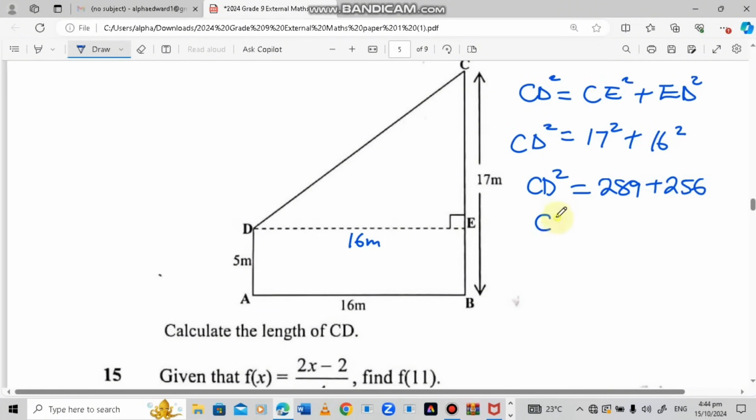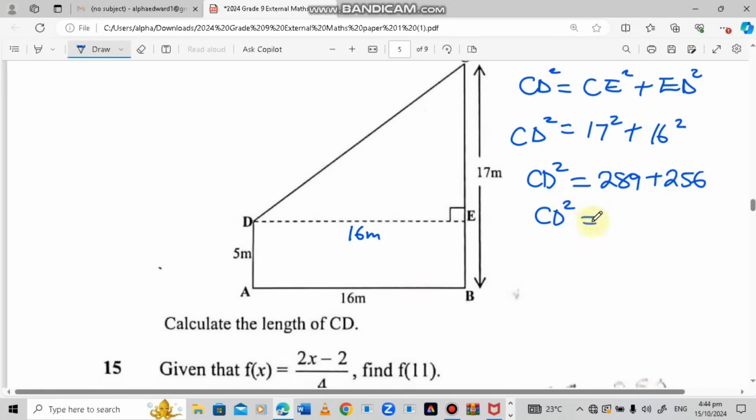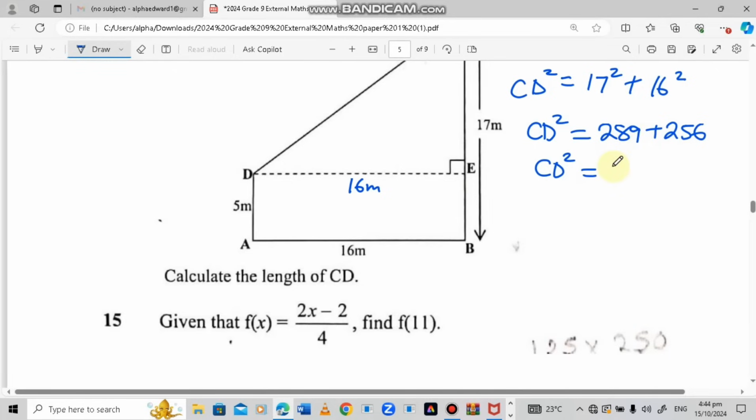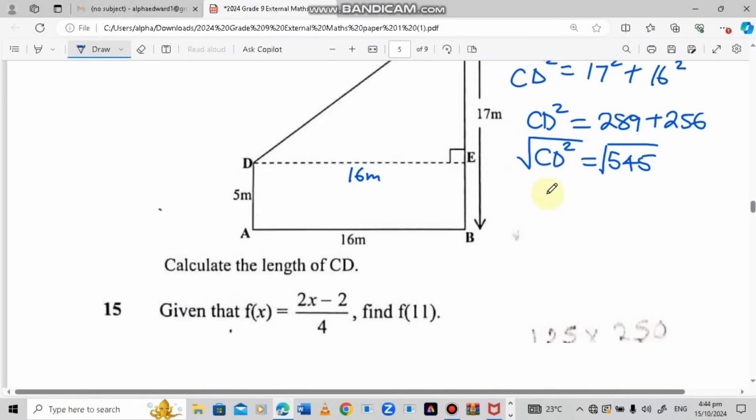Okay, so we're having CD squared is equal to 289 plus 256 is 545. Remember, we are not looking for CD squared, we are looking for CD. So for us to find CD, we take square root on both sides like this. Okay, and then CD is equal to, and remember this paper, you are not supposed to use a calculator.